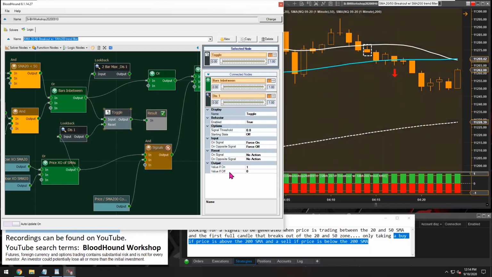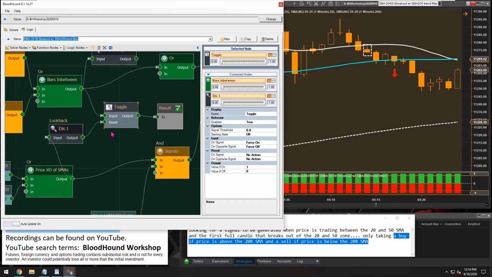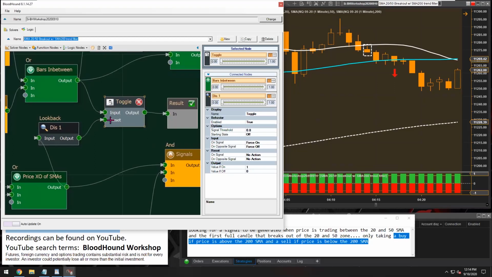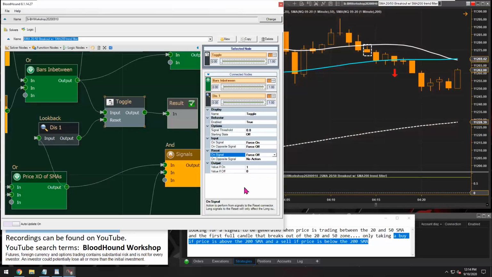Now the toggle node is using the reset connector. You'll notice the toggle node has an input and a reset connector. That reset connector uses the reset settings, the reset options here. If we get a signal going into the reset, then we're going to use that signal to turn the toggle node off. And that's not working as expected. Let's see what's going on here.